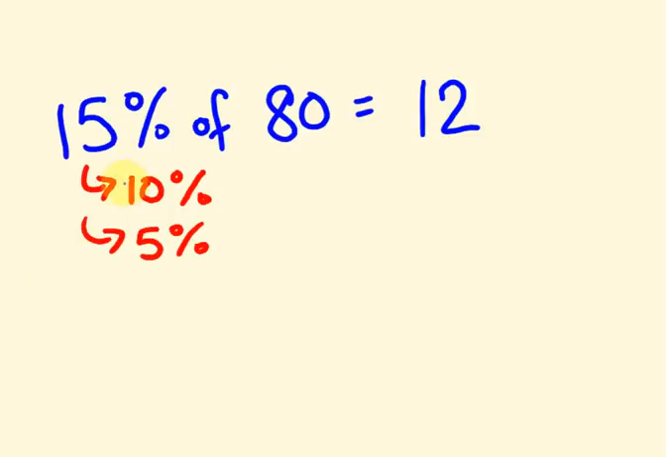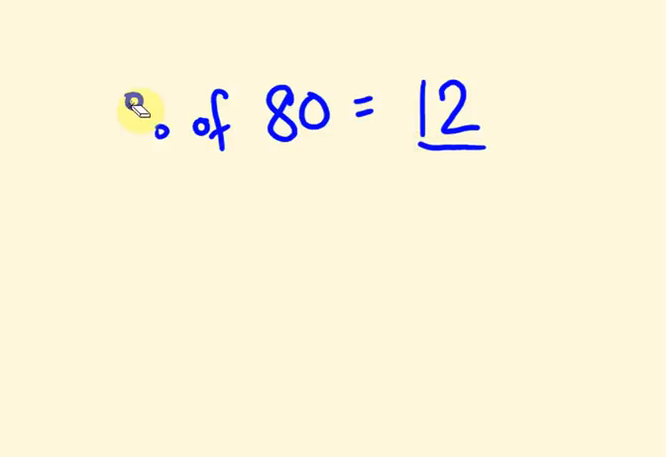So 10% of 80 is 8. 5% of that is half of this, so it's 4. And then what we do is we just add these together, because 10 plus 5 is 15. We're just adding these guys together. 8 plus 4 is 12. Okay, I'll go through another example. I'll go just a nice one for the minute.